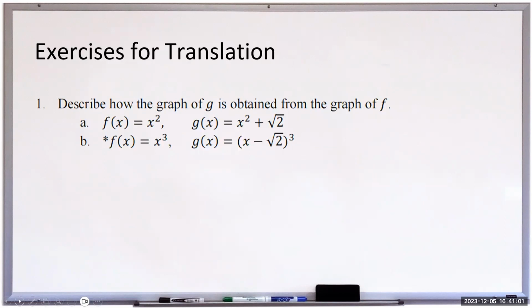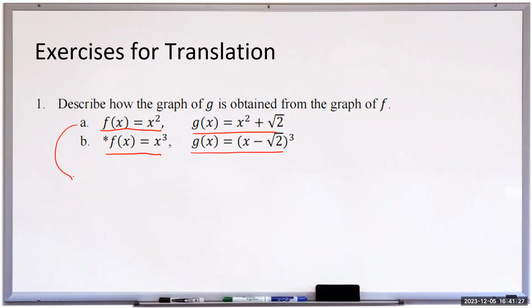So, exercises for translation. Item number 1, describe how the graph of G is obtained from the graph of F. So again, F here are your parent functions and the G functions here are the transformed ones. So we are going to describe what kind of transformation or translation happened.